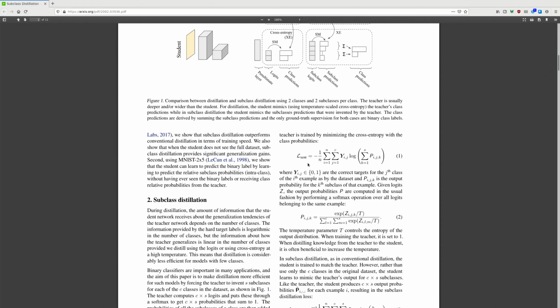So then they have a loss here that is an average over a number of examples, summing over the classes. Then there are the labels inside of the sum. There are labels times the log of the sum over subclasses of a given class, for each example.